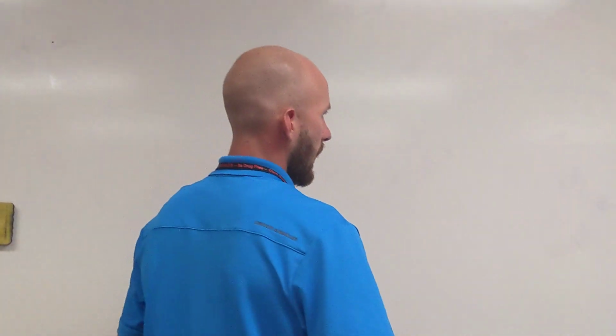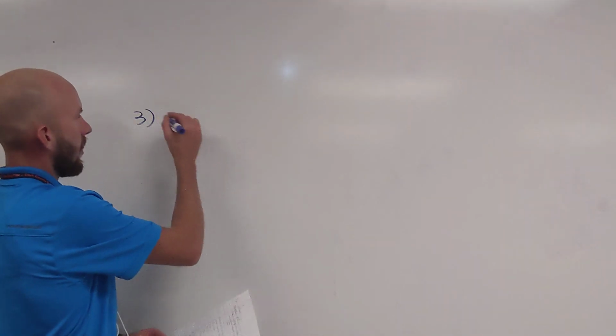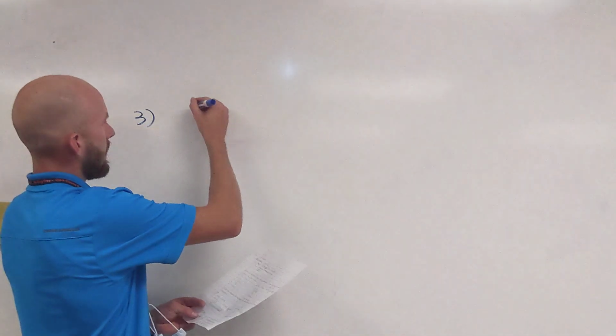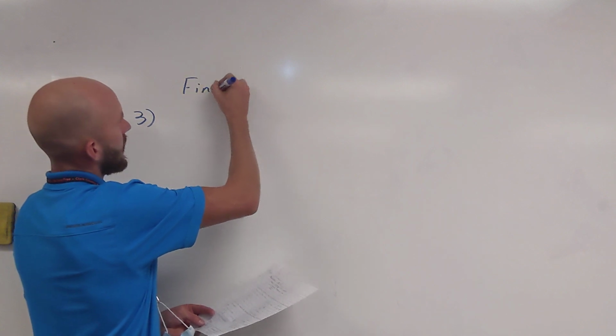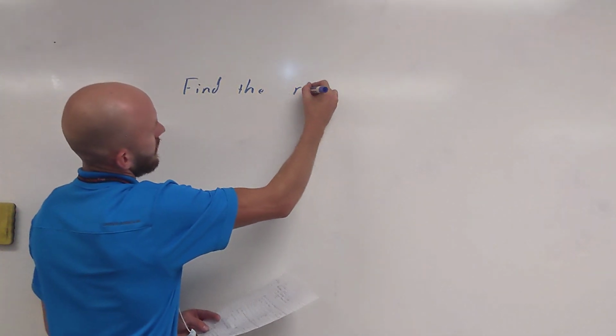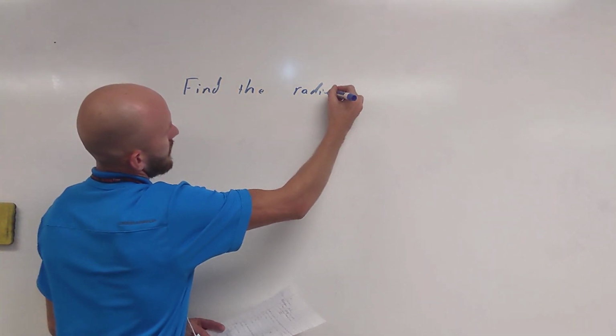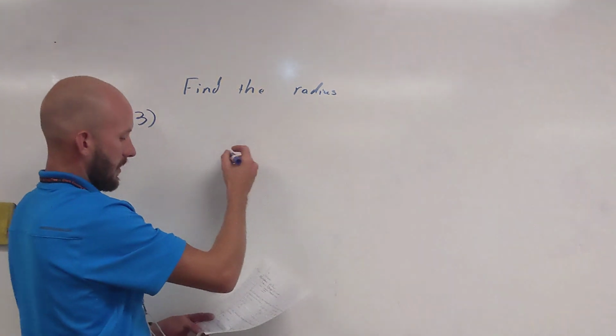All right, so we started with arc length yesterday. I believe we got through examples 1 and 2, right? Okay. So examples 3 and 4, we're going to do the same kind of thing, but instead of finding the arc length, I'm going to actually have you find the radius. So we're just going to be given different information.